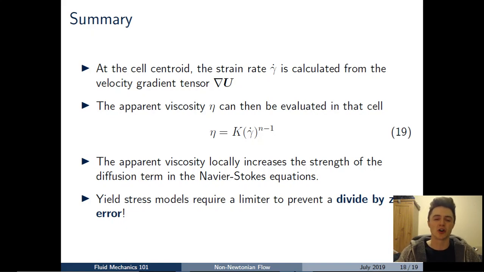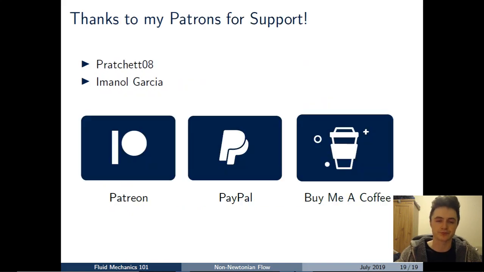And finally, remember that for non-Newtonian flows that exhibit a yield stress, we always have to have some kind of special treatment to prevent a divide by zero error when the strain rate is zero. And one example which I gave you here today was just a simple limiter, which is a switch to ensure that the viscosity would be very high, but it wouldn't be infinite in those few cells in the mesh.